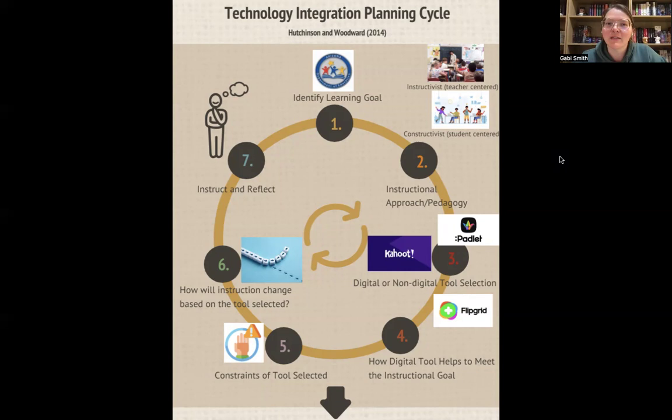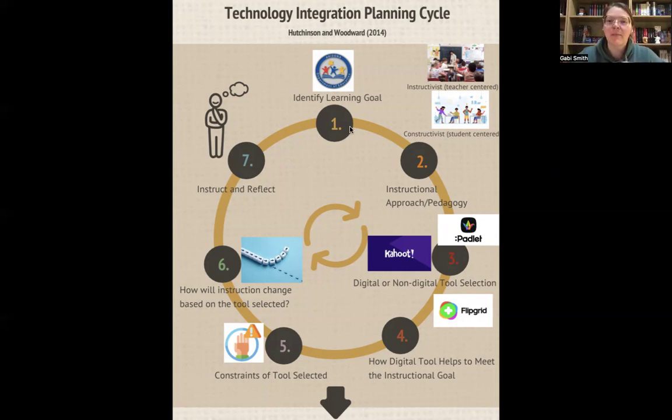And I chose to focus on the technology integration planning cycle, which was put forth by Hutchinson and Woodward in their 2014 article. So in my infographic, I laid out the steps that were mentioned in the article of what they felt were most important to consider when trying to integrate technology into a lesson that you are planning.